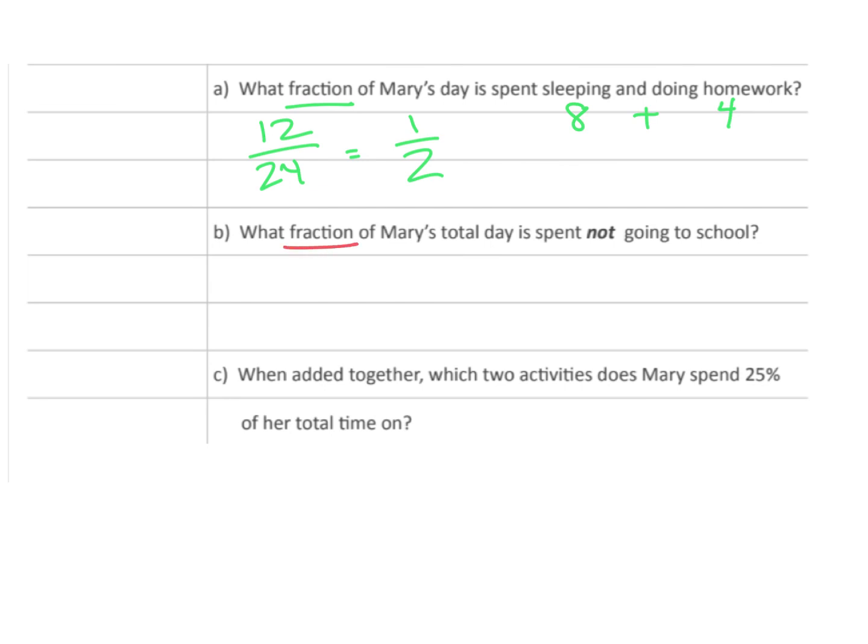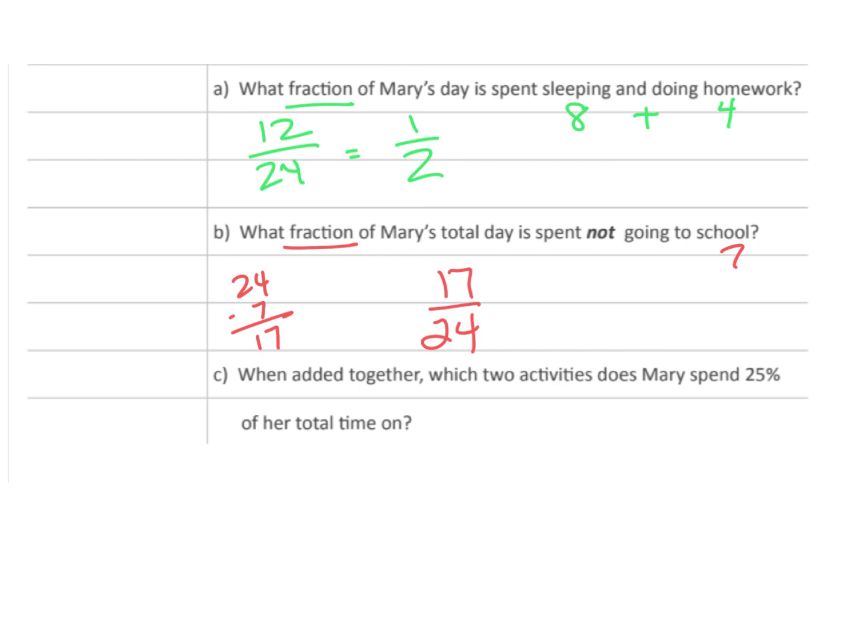What fraction of Mary's day is spent not going to school? Well, she went to school 7 hours in a day. So for not going to school, we're going to subtract 24 minus 7. That gave us 17. So 17 out of 24 was her time not going to school. And you cannot simplify 17 and 24.